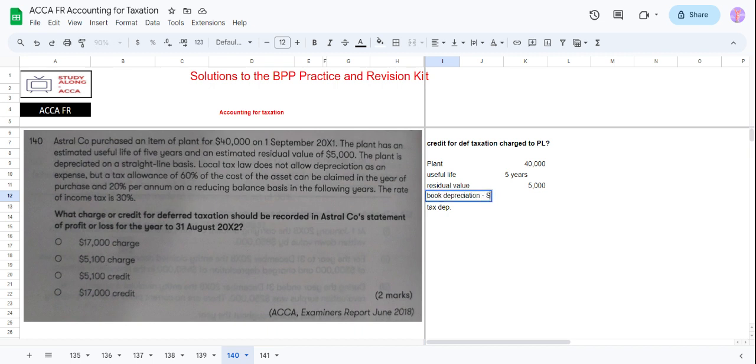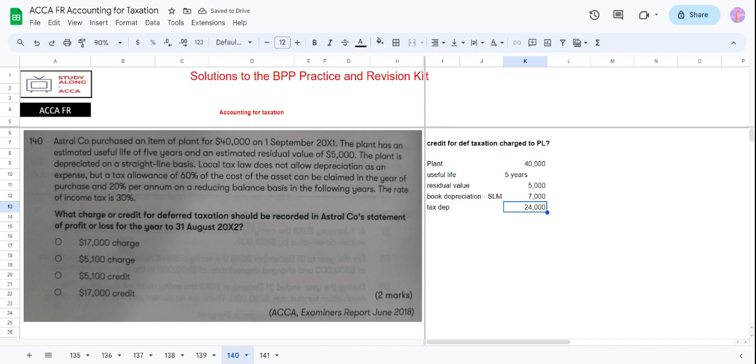For book depreciation, it is saying straight line basis. So we will take the plant's cost, deduct the residual value, and then divide it by the number of years, which is 5. So 7,000 of depreciation will be charged every year on the book. But tax depreciation is saying that in the first year you can take 60% of the plant value. So 40,000 multiplied by 60%: first year tax depreciation will be 24,000.